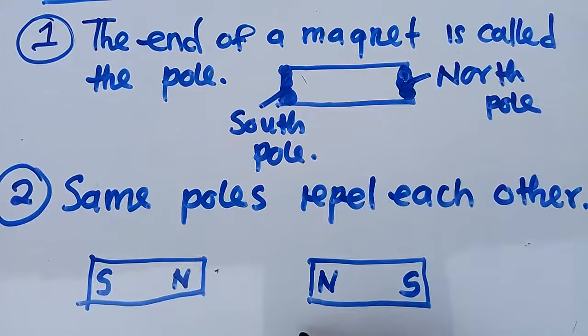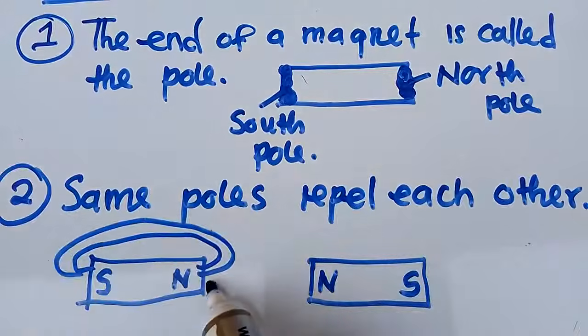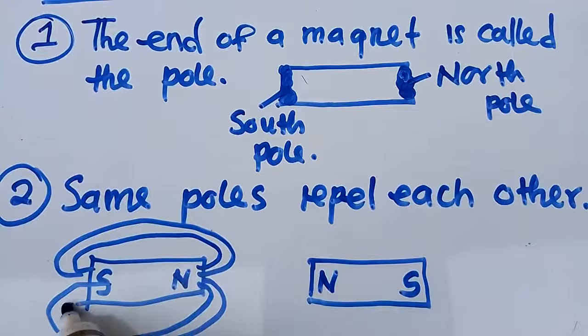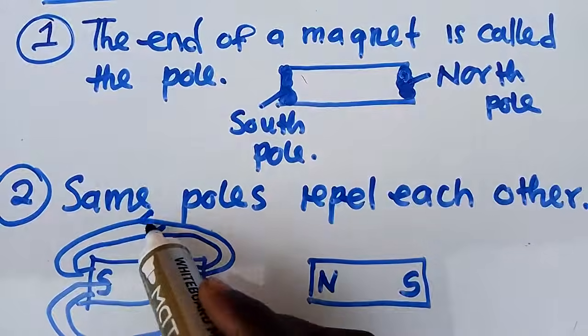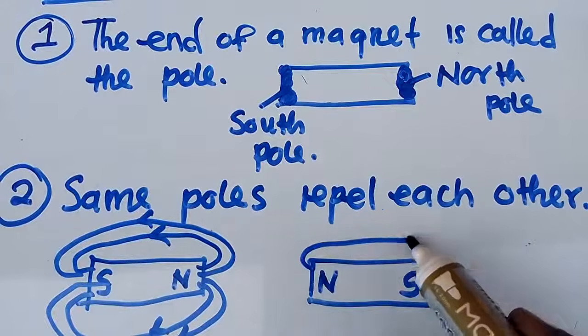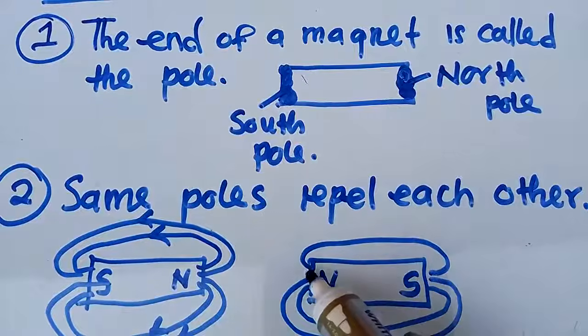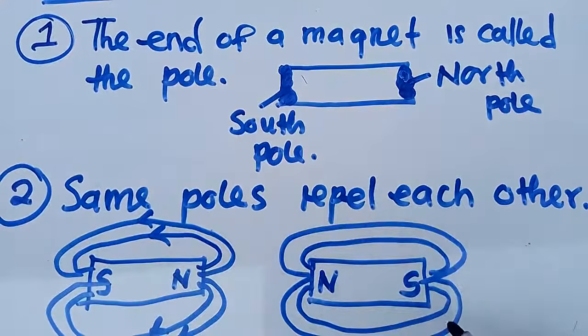You know how magnetic field lines move in a magnet? They move in this direction. Have you seen? They move like this. They move from the north pole to the south pole. So in here, they will be going to this other side, and they will also be going to this other side. So magnetic field lines move from the north pole to the south pole.